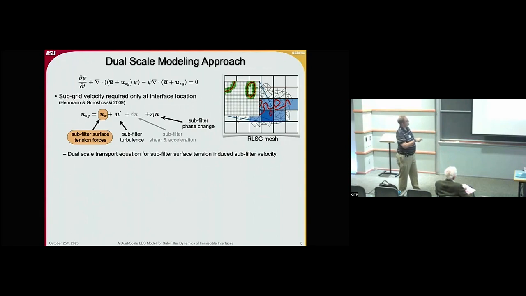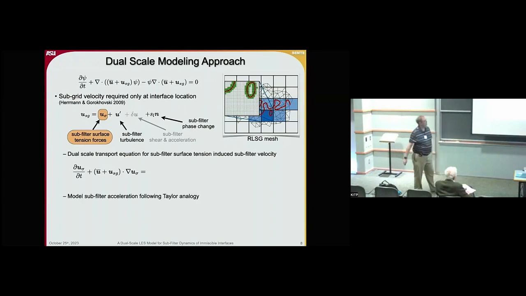The subfilter surface tension force velocity. It's a quantity that I need at the interface. It's an interfacial quantity, so in a Eulerian formulation, I have to move it with the interface. So this portion here just moves this velocity with the fully resolved velocity, attaches it to the interface. And then the change of this surface tension induced velocity, I'm going to model following essentially a Taylor analogy.